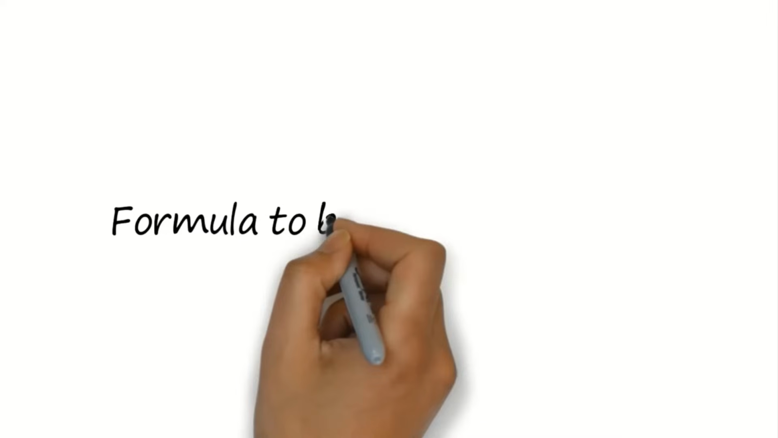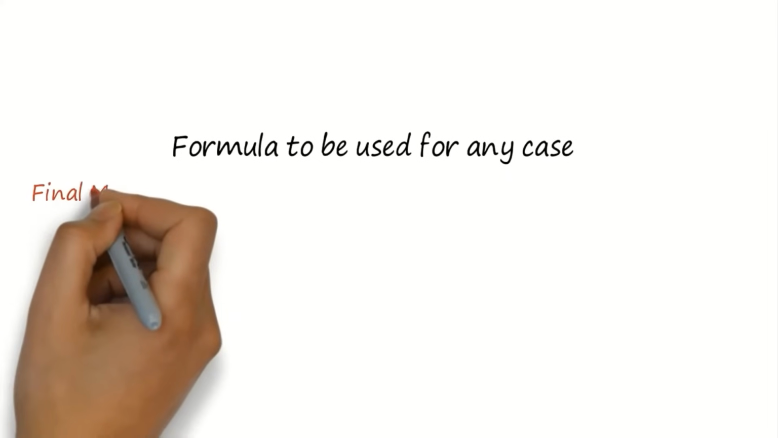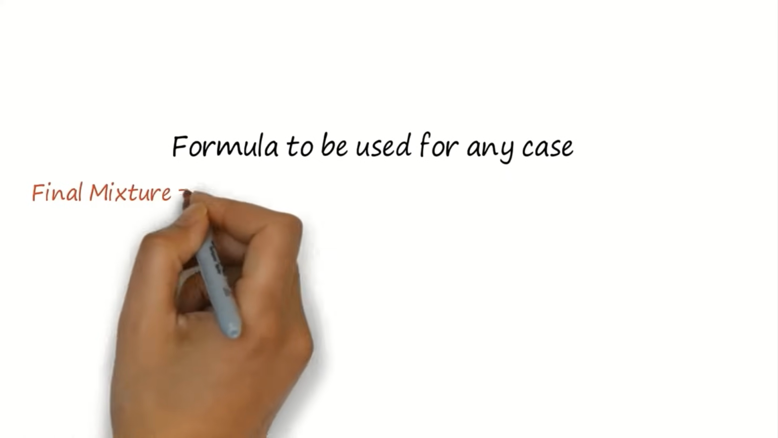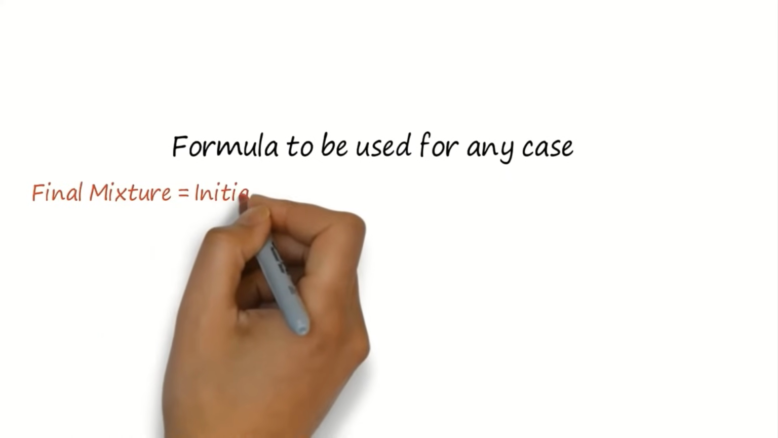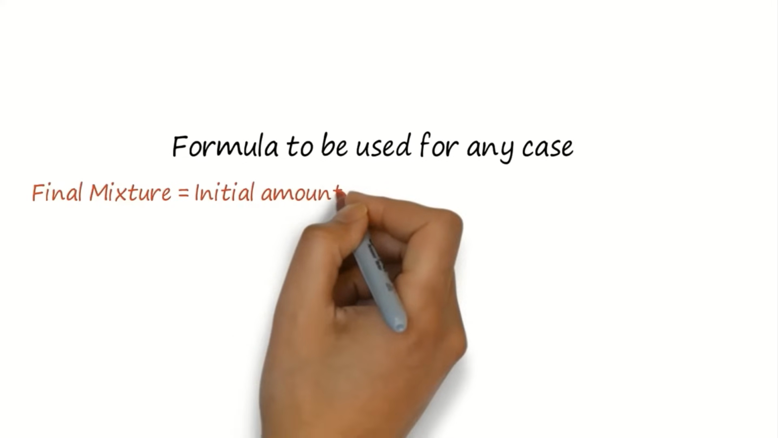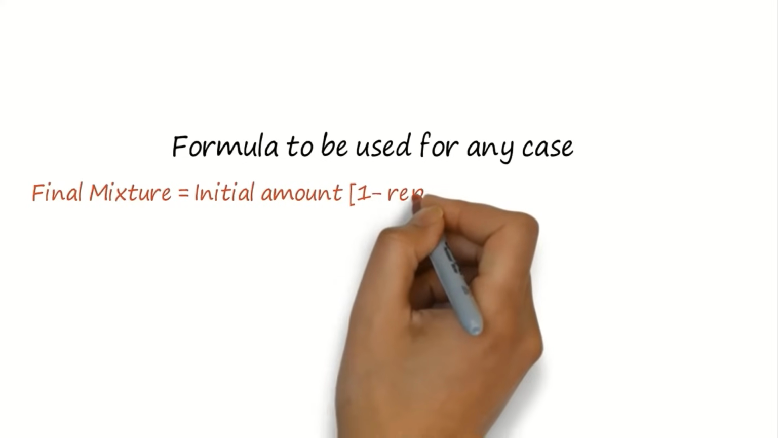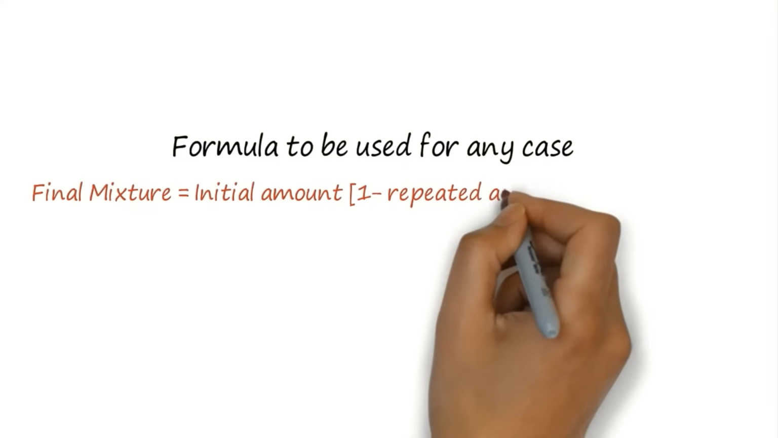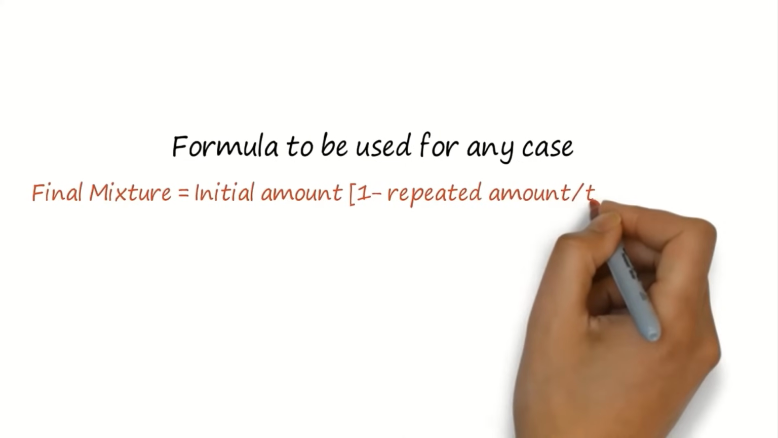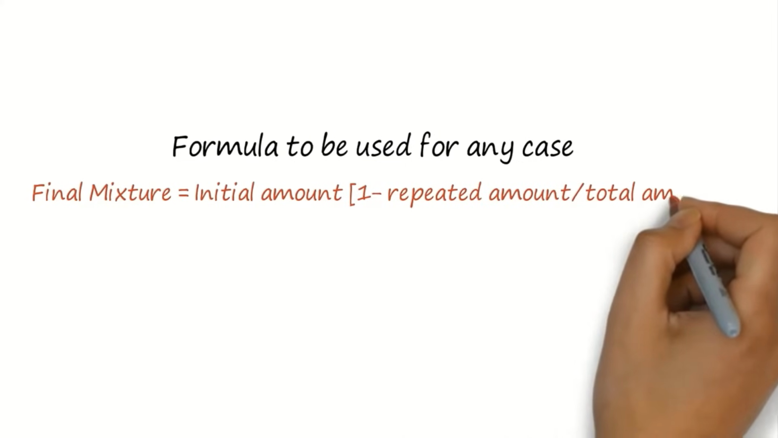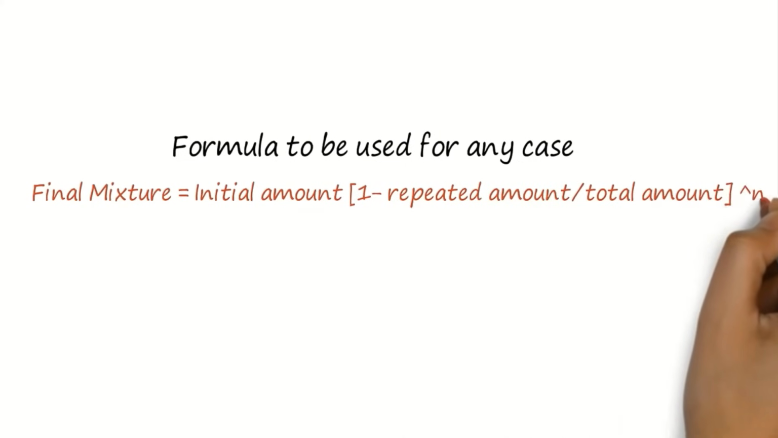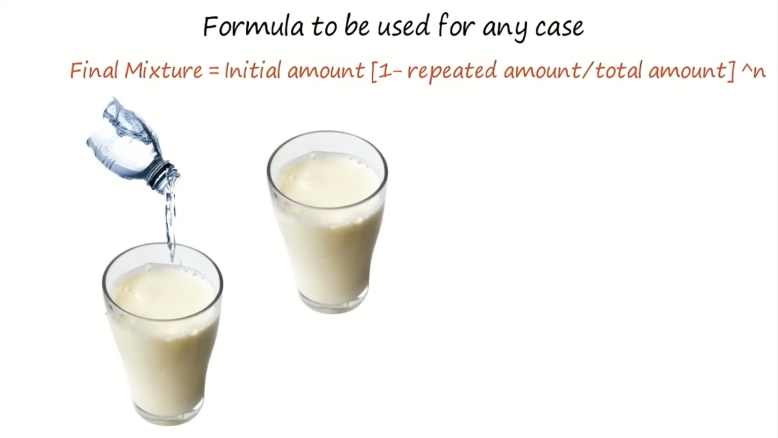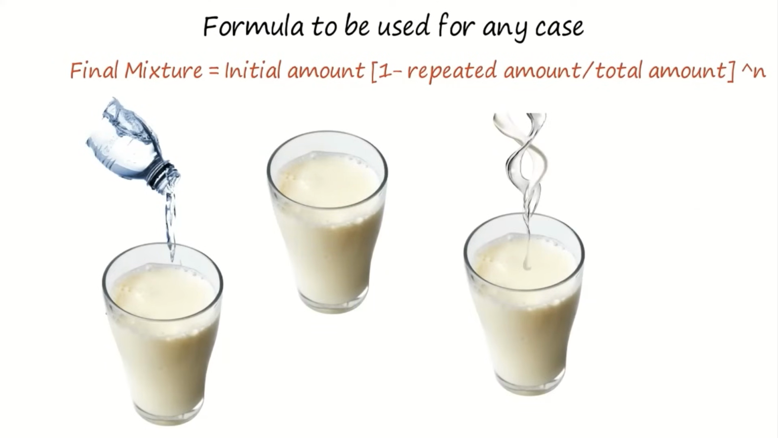So the formula to be used for any case is: final mixture, which is also known as reduced mixture, will be equal to initial amount, that is without mixing anything, multiplied by 1 minus repeated amount, that is the amount of impurity, divided by initial or total amount, to the power n, where n stands for the number of times impurities are mixed.